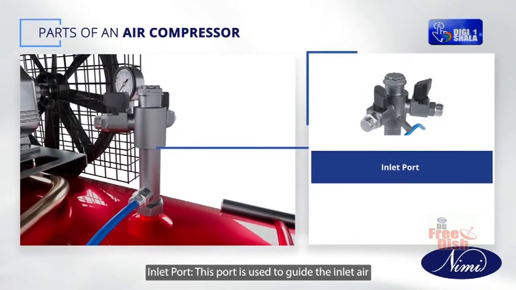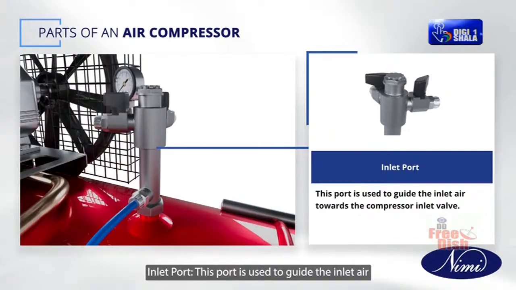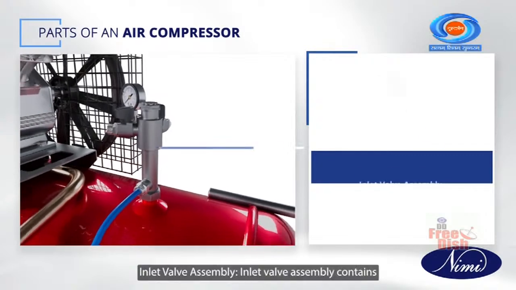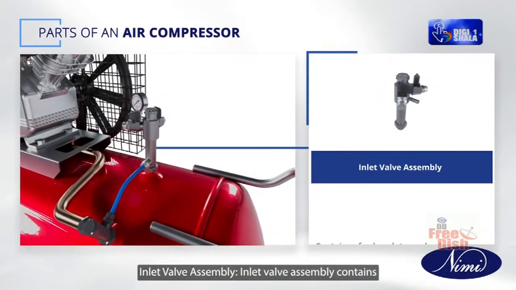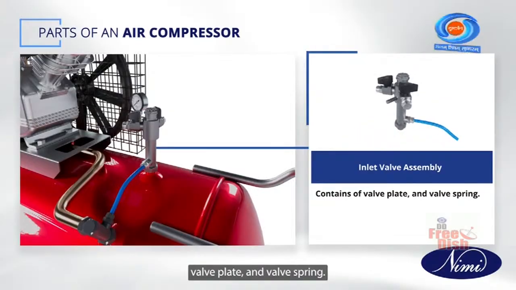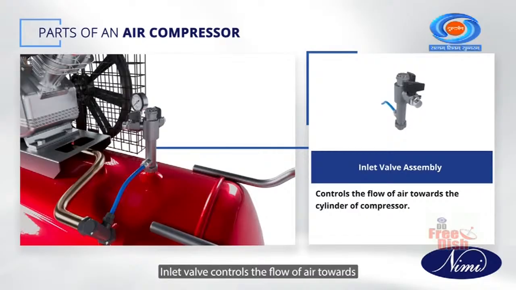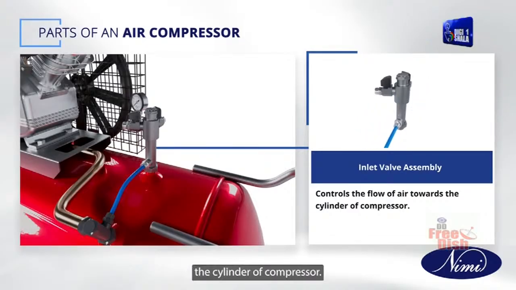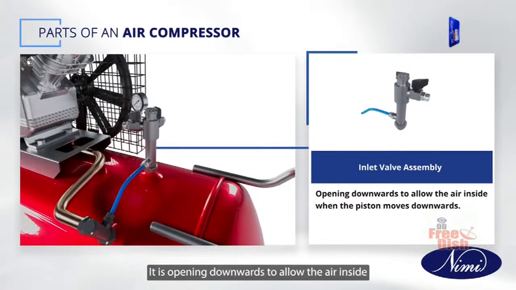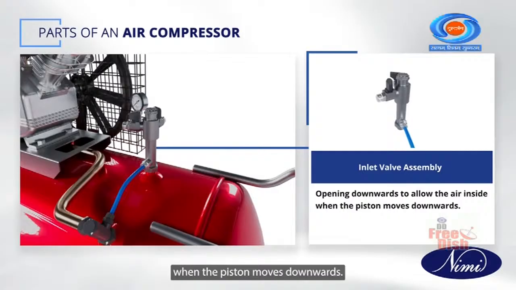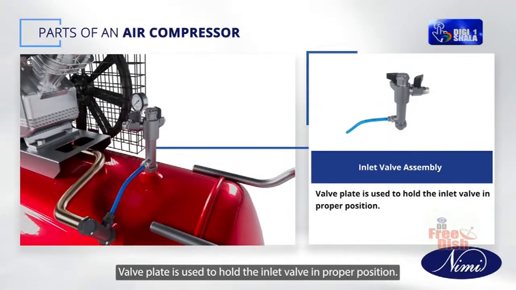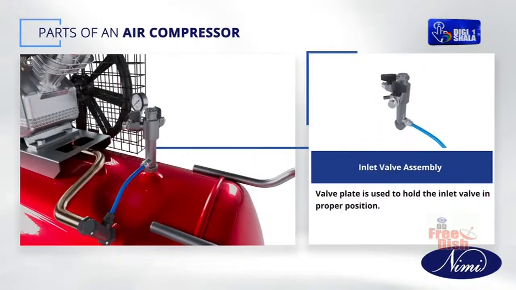Inlet port. This port is used to guide the inlet air towards the compressor inlet valve. Inlet valve assembly. Inlet valve assembly contains a valve plate and valve spring. Inlet valve controls the flow of air towards the cylinder of the compressor. It opens downwards to allow the air inside when the piston moves downwards. Valve plate is used to hold the inlet valve in proper position.